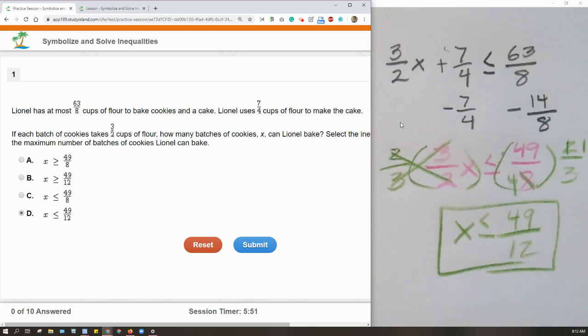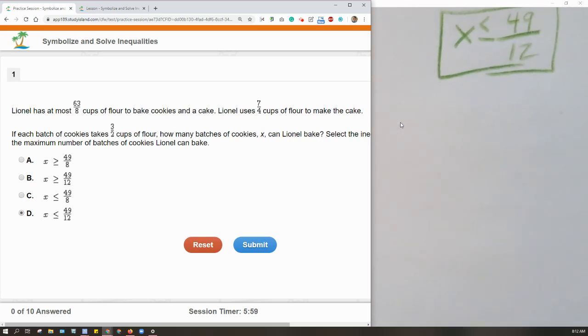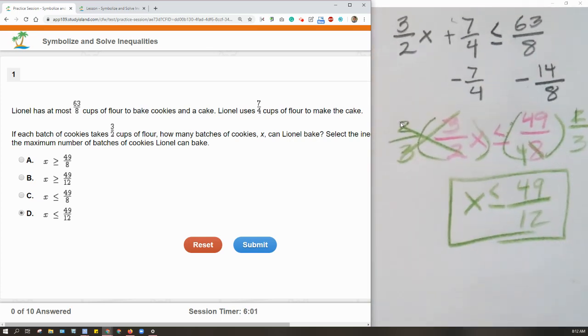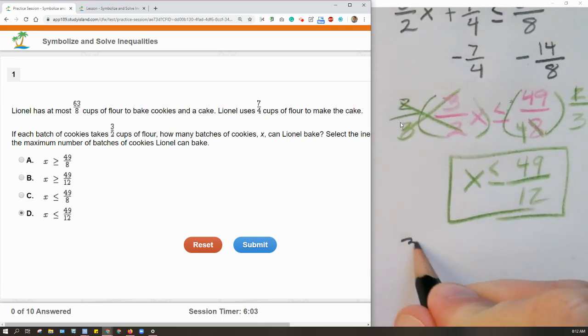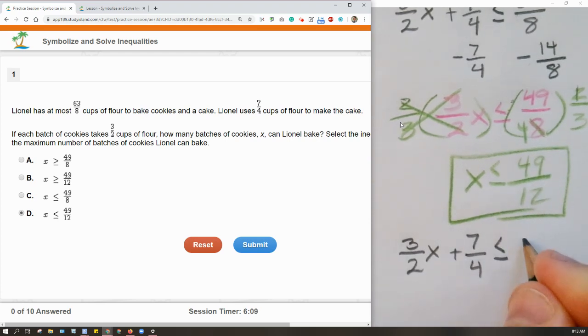If you don't like dealing with fractions, if you don't like multiplying, dividing, adding, subtracting fractions, and you want to try and make it easier on yourself, you can do that. Let's write the exact same problem, but do it slightly differently. I'm going to start with 3/2 x again, plus 7/4, is less than or equal to 63/8.